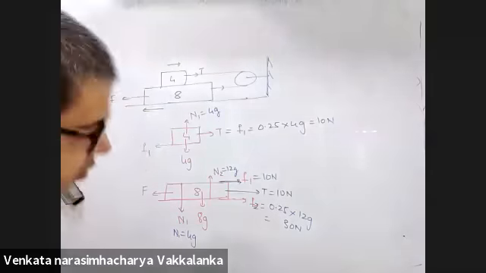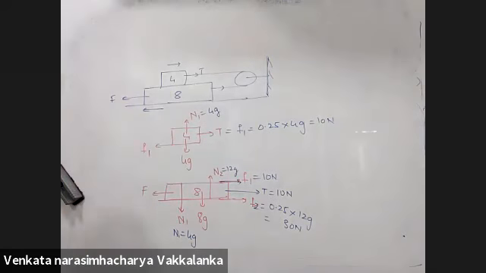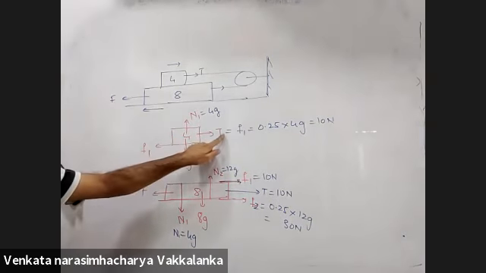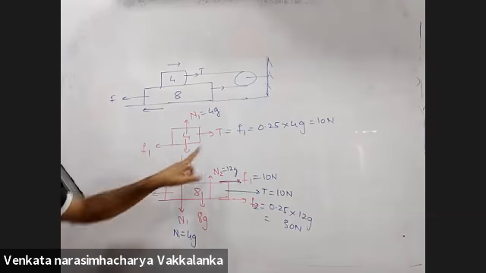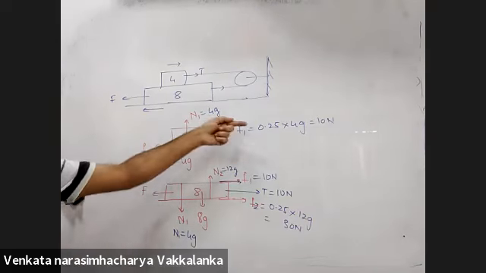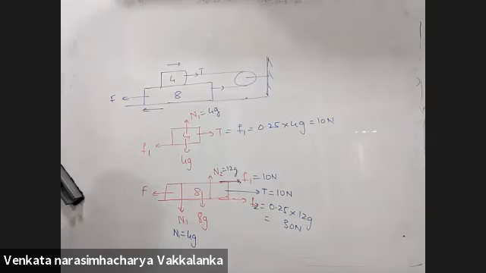Why is tension equal to F1? For this block to move with uniform speed, this force should be equal to this force. If tension is greater than F1, it will accelerate. Okay.